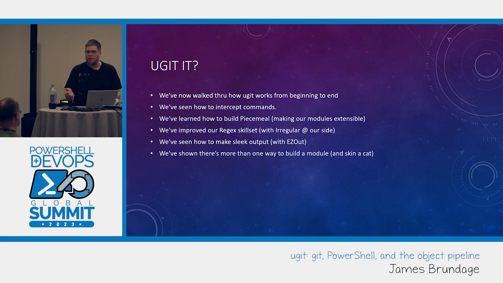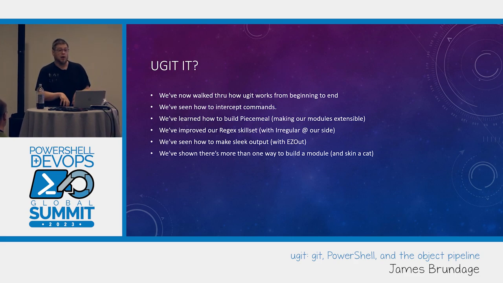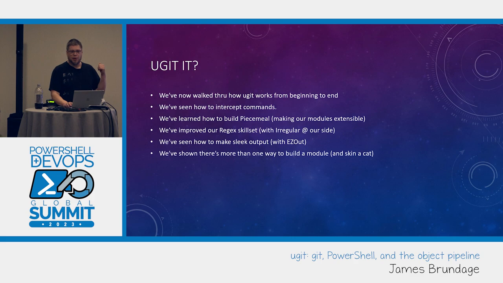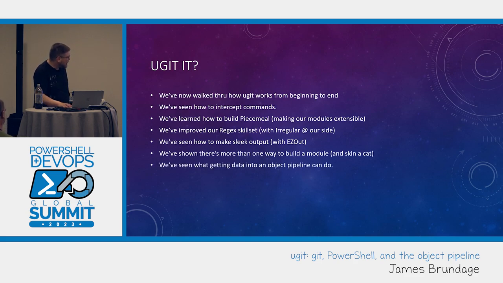I didn't really draw this contrast, but let me underline it. You could spend whatever number of hours learning Crescendo, another number of hours trying to build the perfect Crescendo JSON file to map whatever command line executable to whatever cmdlet you'd like, and that might end up being wasted time compared to command interception. So I would encourage others to try this sort of trick. We've also seen what getting data into the object pipeline can do.